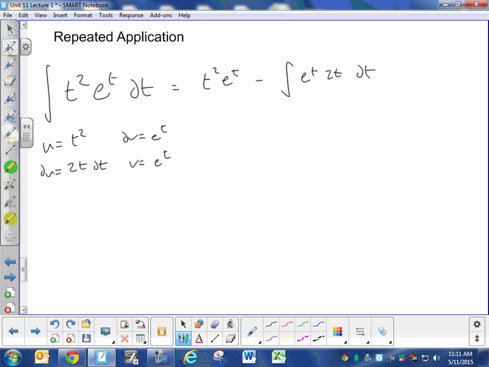Well, what I see here is that this antiderivative I still can't take. Can't take e to the t times 2t. But I don't want to switch up my u and my dv, because if I did, it would be even more complex. What do I have to do? I have to actually do u dv again for this new antiderivative.